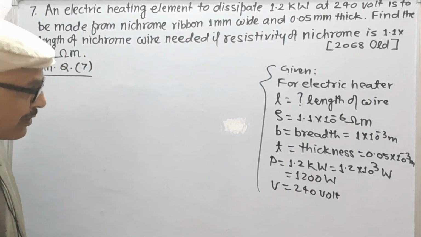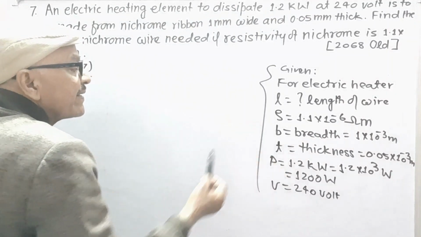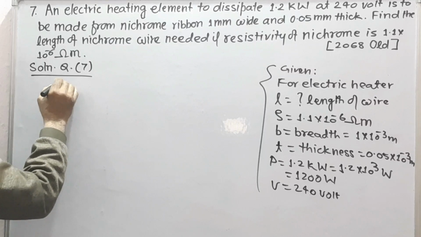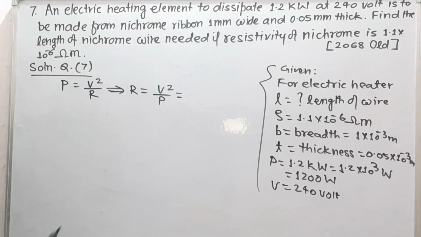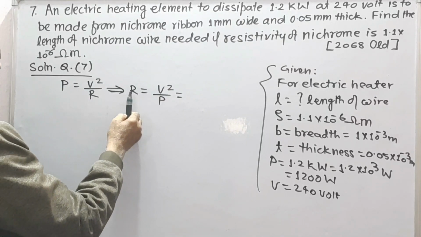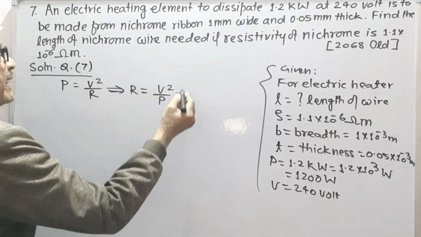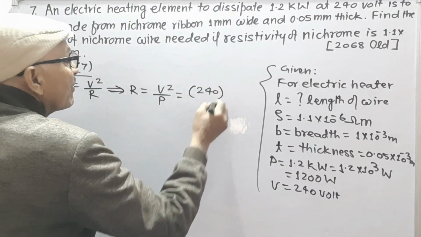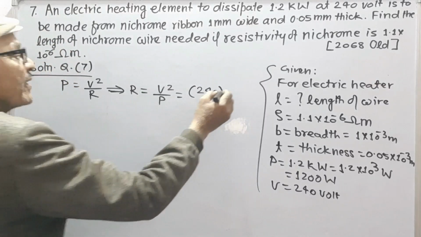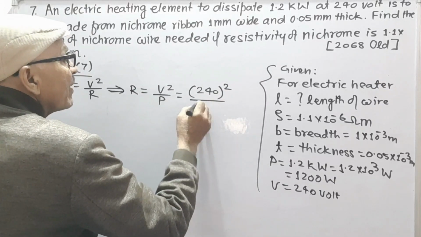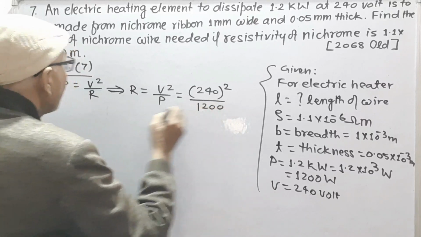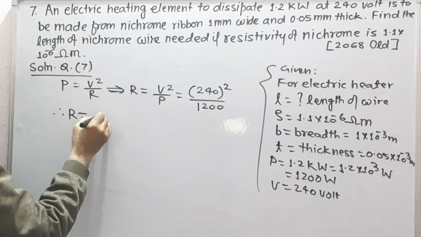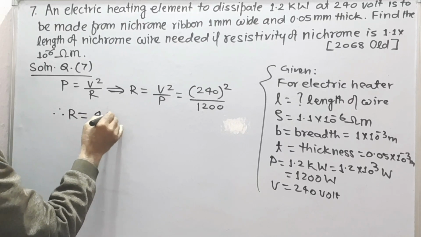Now, with the help of breadth and thickness, we can find the cross-section area. So, P is equal to V square upon R, which gives R as V square upon P. V is 240, its square upon P, 1200. So, we get the resistance of the heater as 48 ohms.